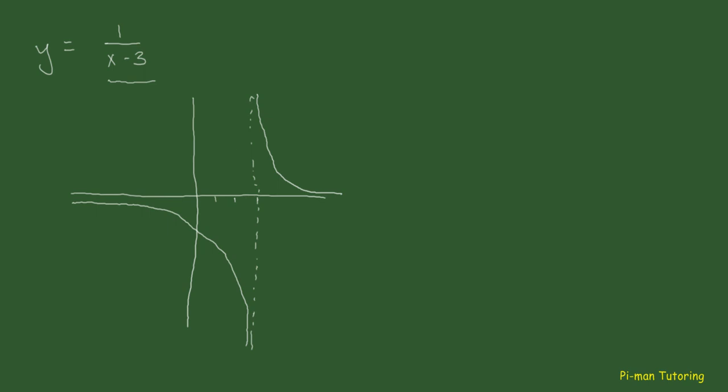So domain and range, let's think about it. So domain, what values of x are allowed? Well, x can be any real number, but it's not allowed to be equal to 3. And that's how we write it. And what about the y values? Well, the y values span from negative infinity to positive infinity. So y can be any real number, but y never actually reaches 0. So y is not equal to 0.